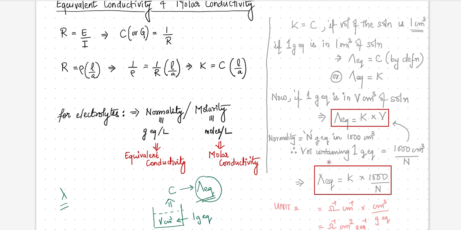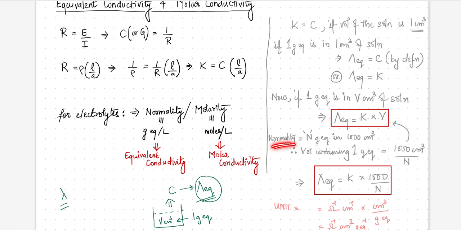So that means the volume that contains 1 gram equivalent is simply 1000 divided by n. Okay, so that means 1 gram equivalent is contained in this volume of the solution. So this V here you can substitute with this particular value. When you do that, you get another expression where lambda EQ is equal to K times 1000 upon n.